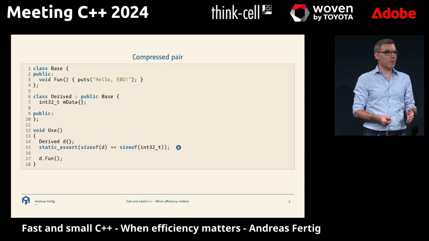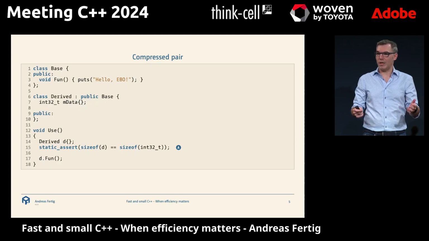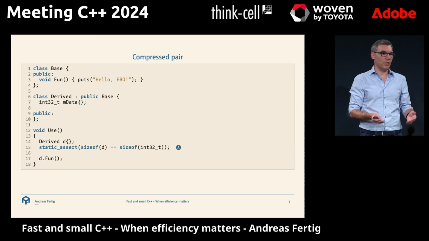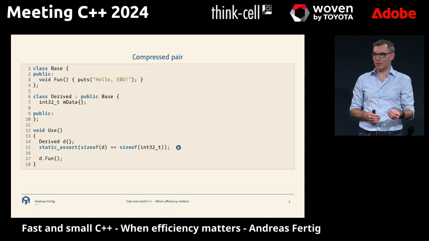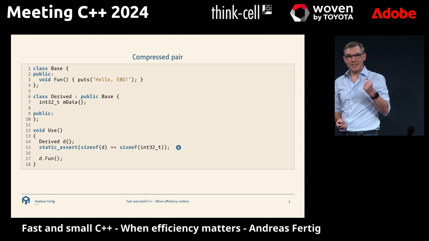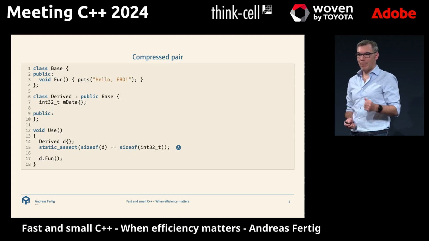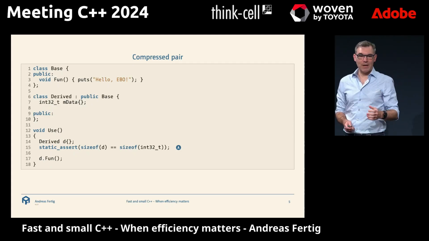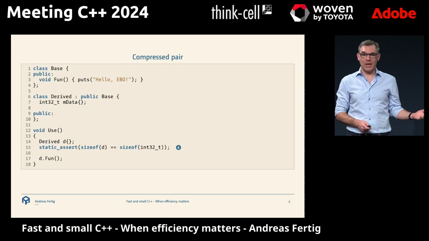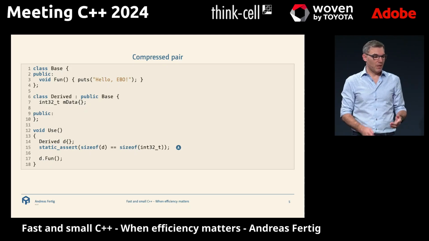My base class is empty, derived here derives from base, and if I static assert on the 2 sizeofs from d and from int32_t, we can see the derived object d has a size equivalent to an int32_t. So the base class does not occupy any storage space. And this is the base of the trick, because my base class can have functions, member functions. It just does not have, or it must not contain any data.